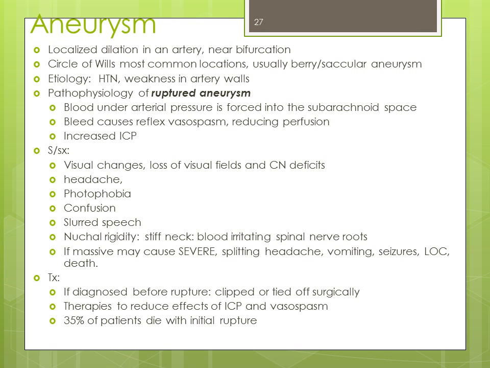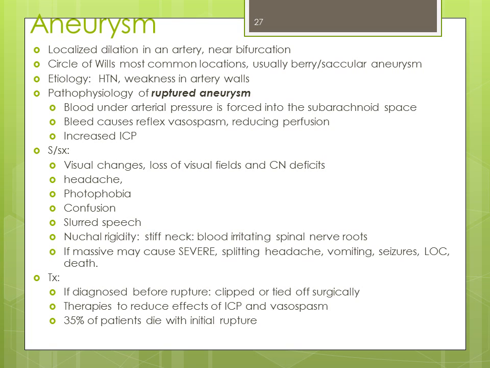And so the pathophysiology of a ruptured aneurysm is that there is blood that is under arterial pressure that is being forced into the subarachnoid space. And this bleeding is going to cause a reflex vasospasm, which will then kind of reduce the overall perfusion of the brain. But because there's blood that has gotten out of the vascular system into the extracellular space, they're going to get increased cerebral pressure.